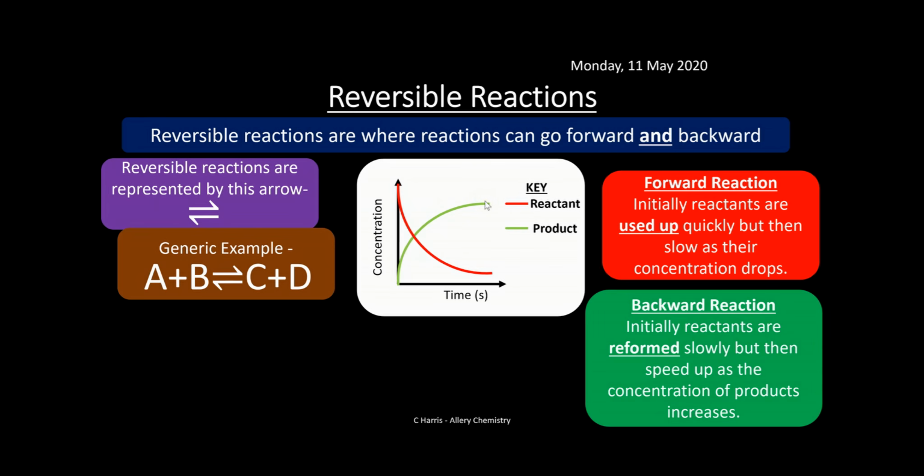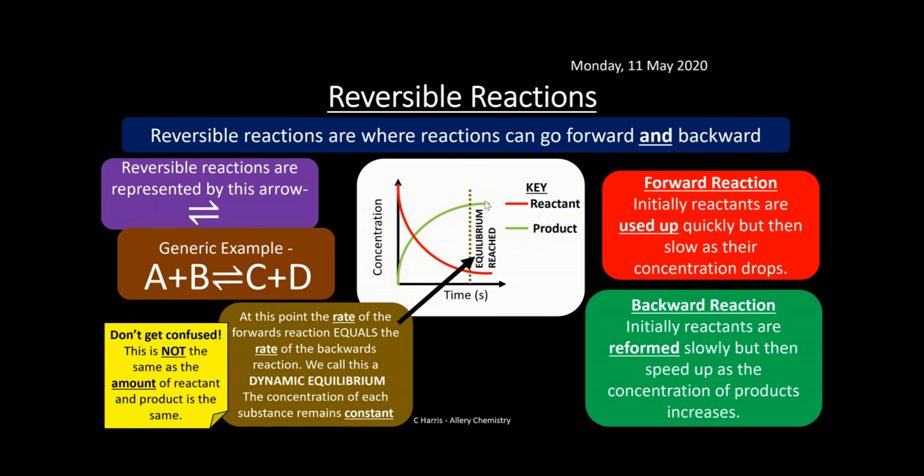As the reaction proceeds, the amount of product starts to increase. You can see at this point, the rate of the forwards reaction equals the rate of the backwards reaction, and we call this a dynamic equilibrium. This means that the concentration of each substance remains constant. This is the point where both your reactant and product lines start to flatten out, and we say that an equilibrium has been reached.